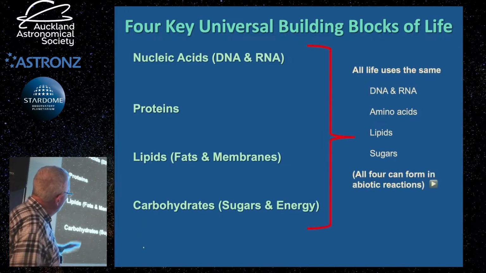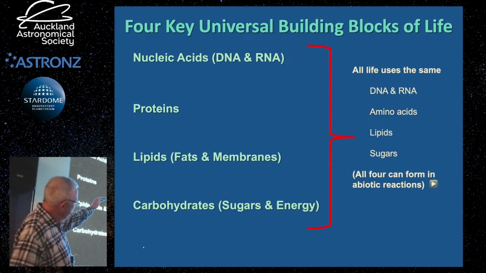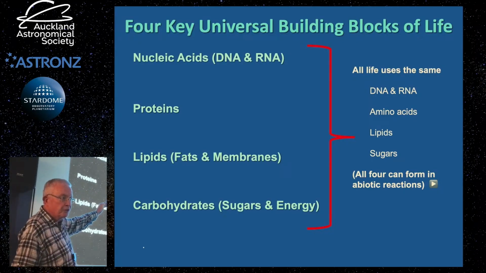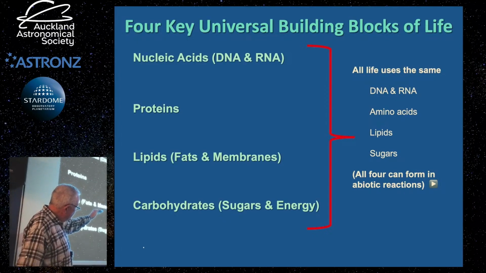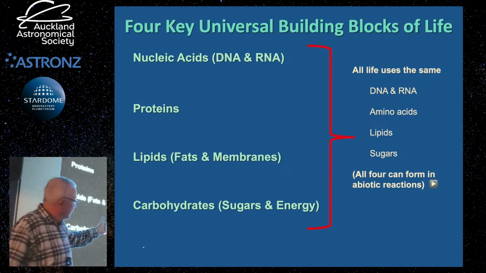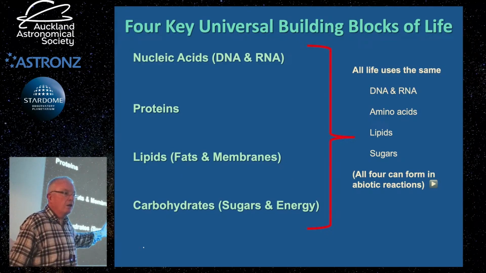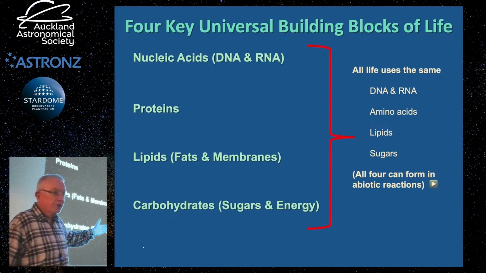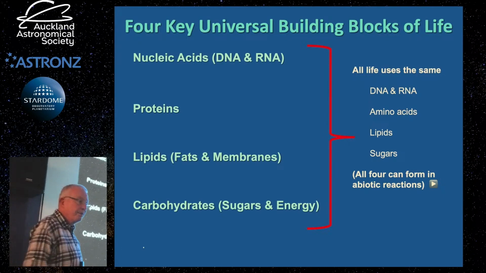Okay, now all life uses the same DNA, the same RNA, the same 20 amino acids, all left-handed, the same lipids, the same sugars. All 4 of them, there are 2 things I want to mention here. First of all, all 4 of those, as you'll see shortly, can be formed in abiotic, in other words pre-life, reactions. You don't need life. In pre-biotic conditions, all 4 of those main things can quite happily form.